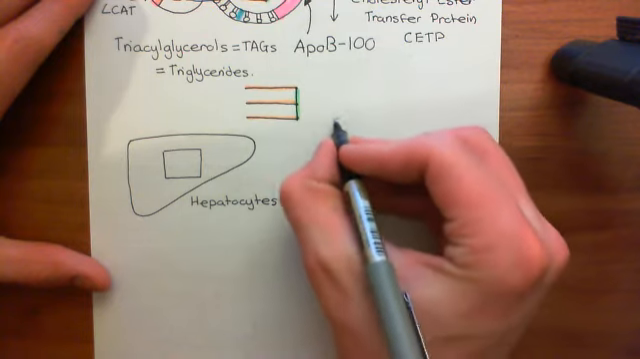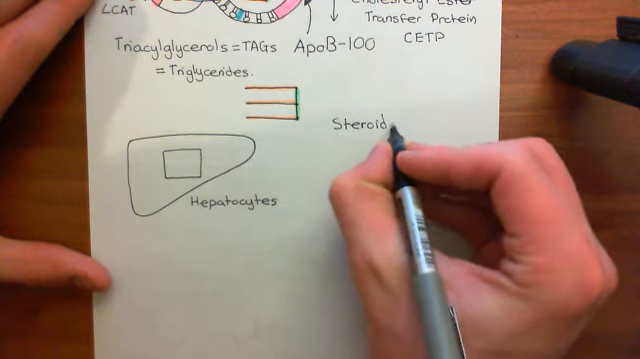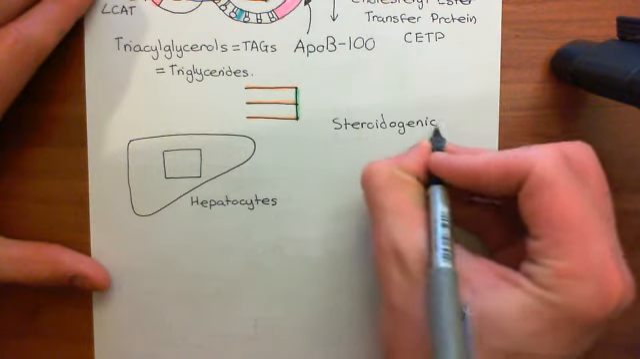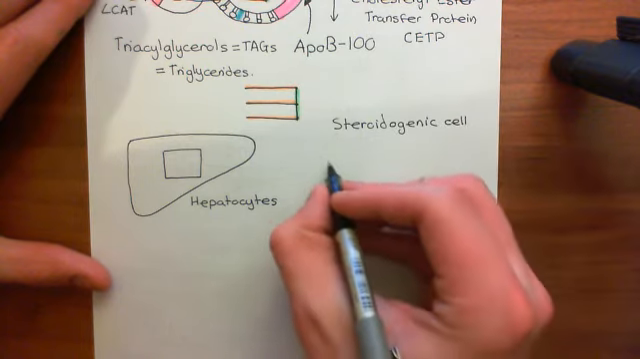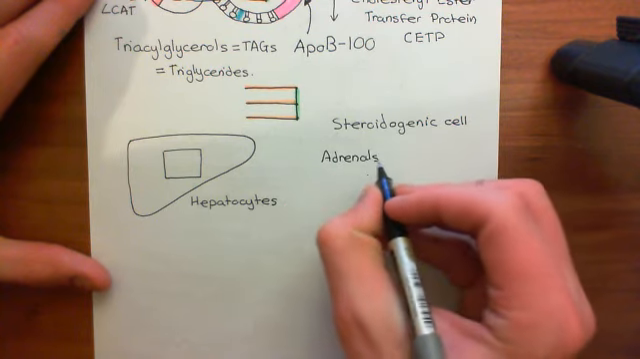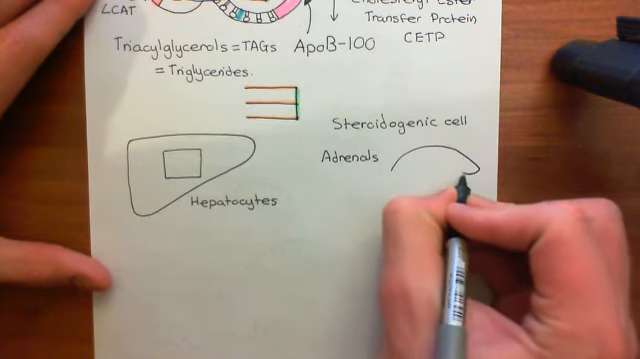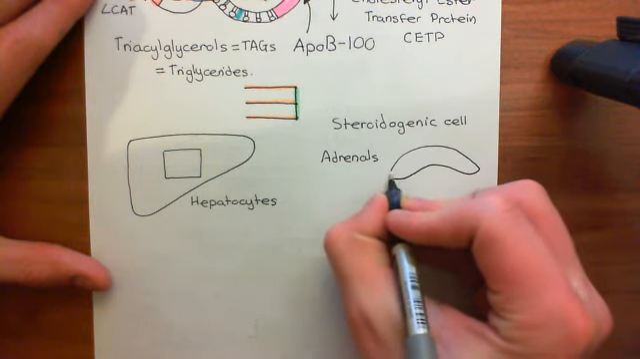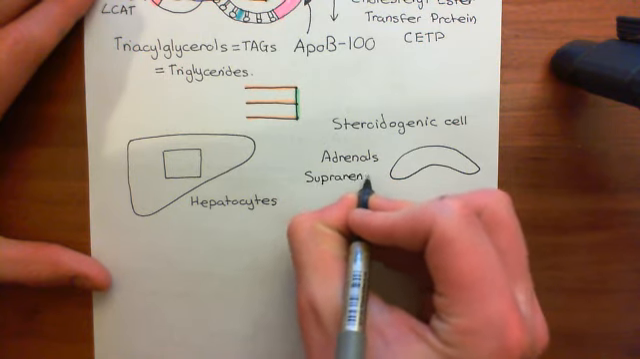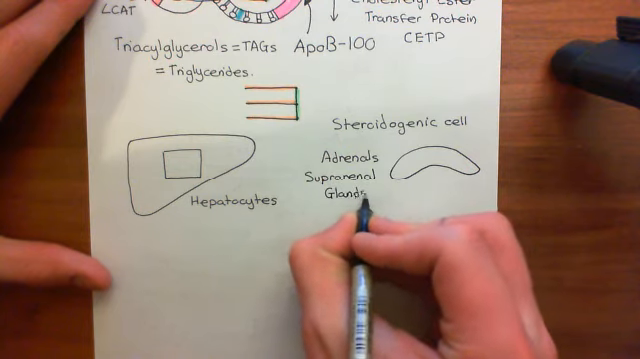Another target is the steroidogenic cells. Let's firstly discuss the adrenal gland. So we'll start with the adrenal glands then. You have two adrenal glands that sit atop the kidneys. You have a left adrenal gland which sits atop the left kidney, and you also have a right adrenal gland which sits atop the right kidney. For this reason they're also occasionally called the suprarenal glands, because they're above the kidney. So, suprarenal glands or adrenal glands.